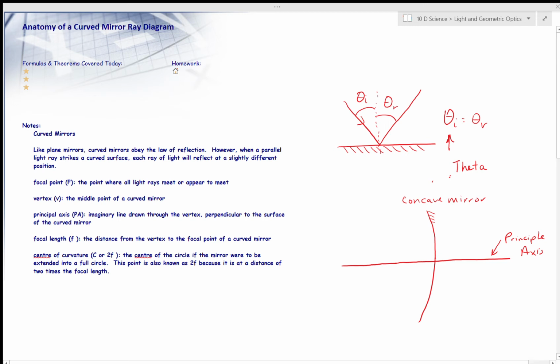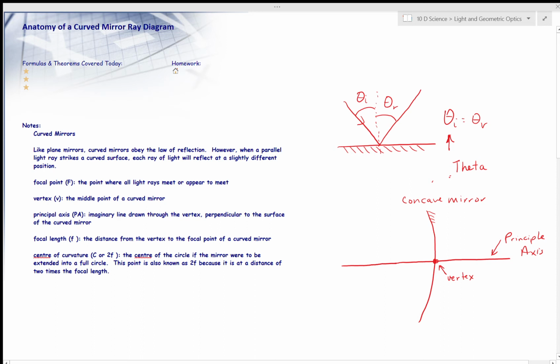Now, where the mirror crosses the principal axis, we call that point the vertex. Okay, so the vertex is the middle point of a curved mirror. It's also where the principal axis crosses the mirror there, and that hits at 90 degrees from there.